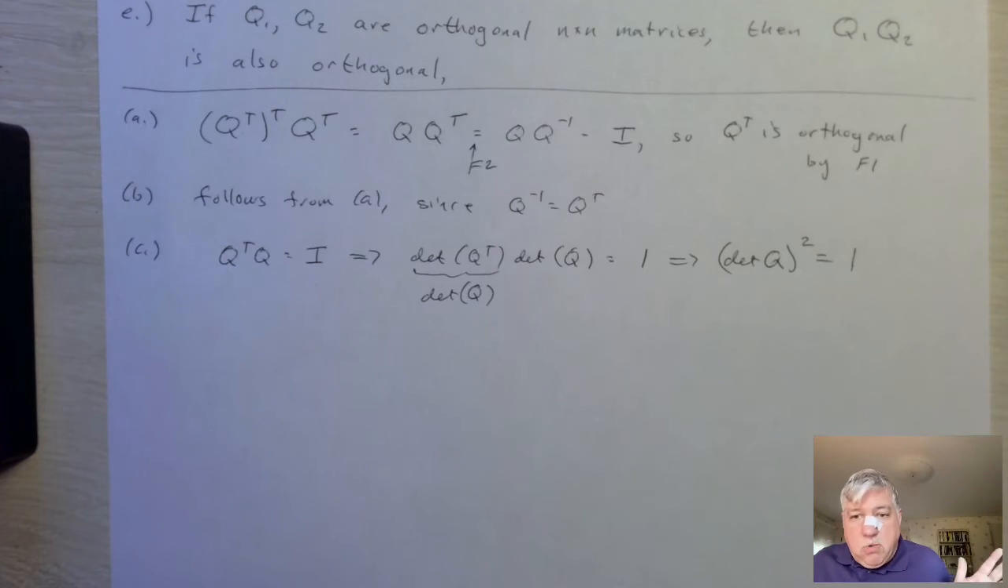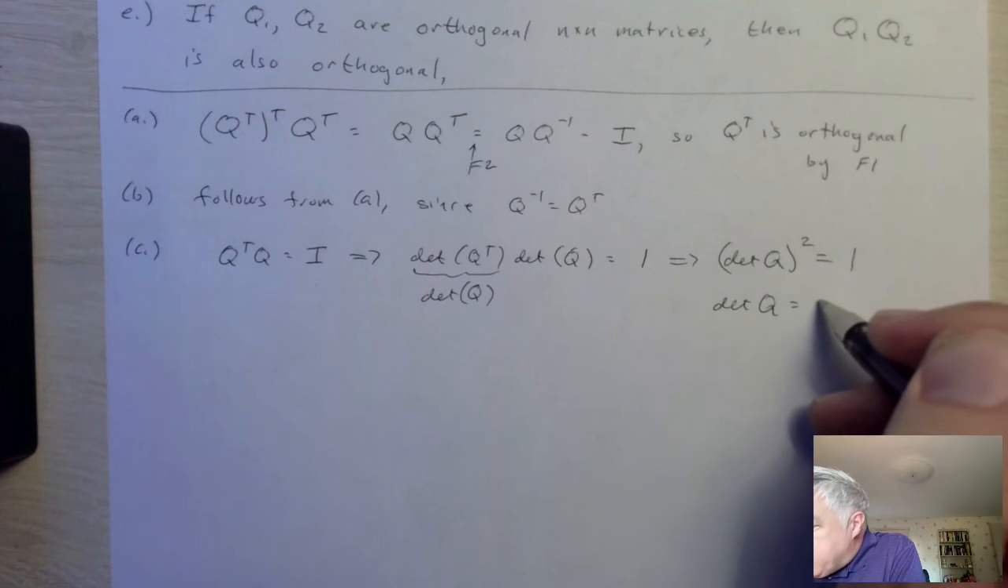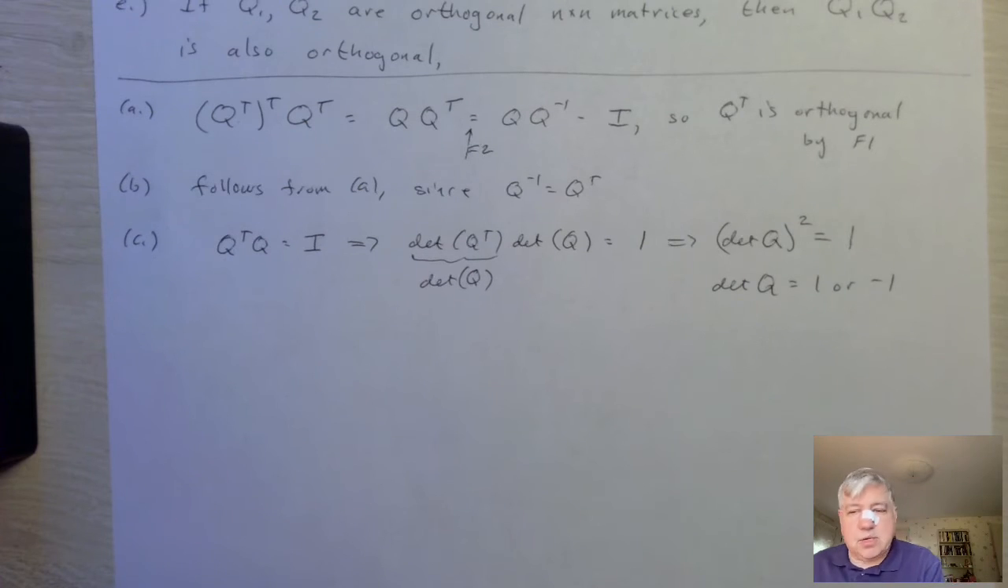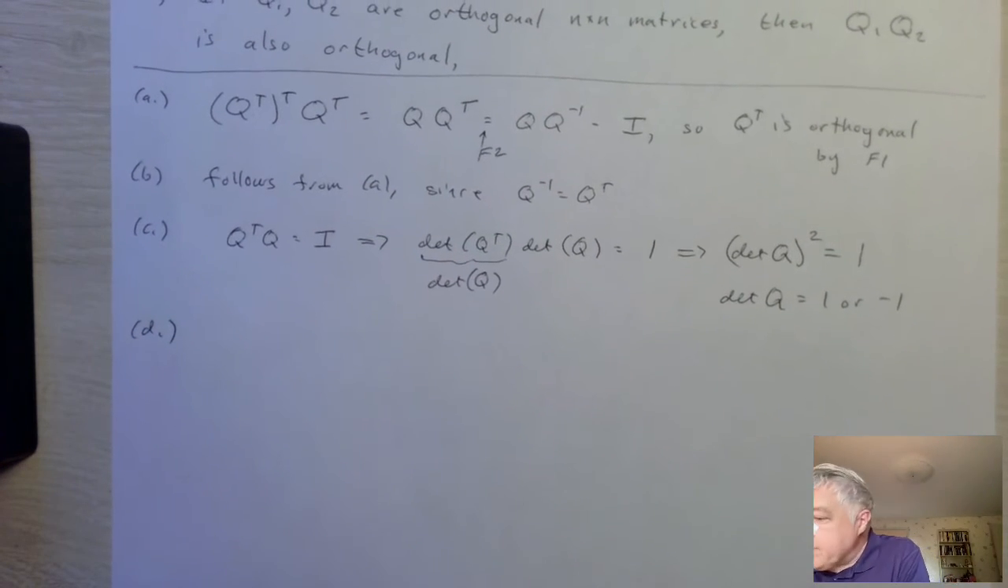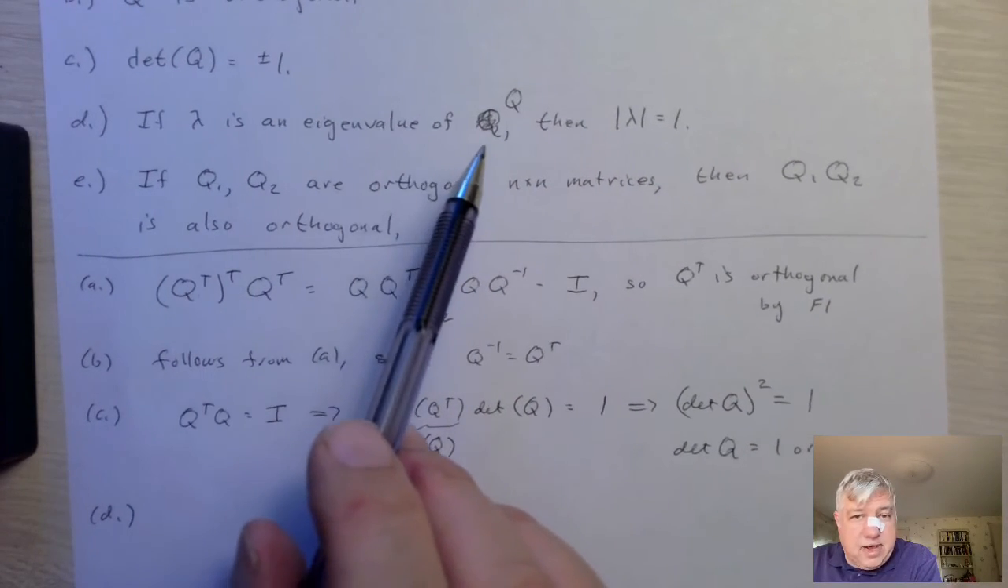And you think about, okay, what number, when you square it, gives you 1? Well, there are only two possibilities, right? Either the determinant of Q is equal to 1 or negative 1. Those are the only possibilities. For part D, eigenvalues. Now we're talking about eigenvalues for the first time this lecture.